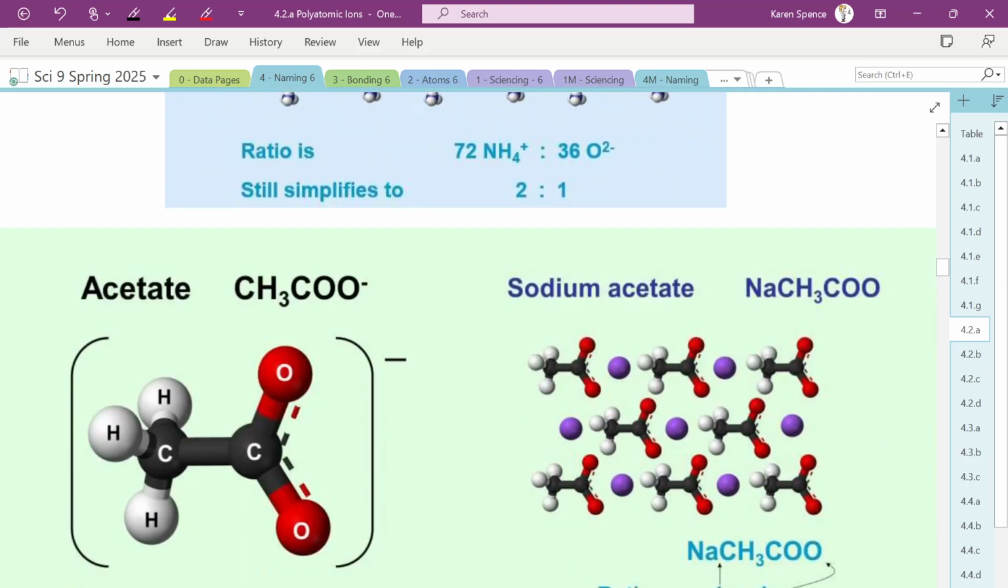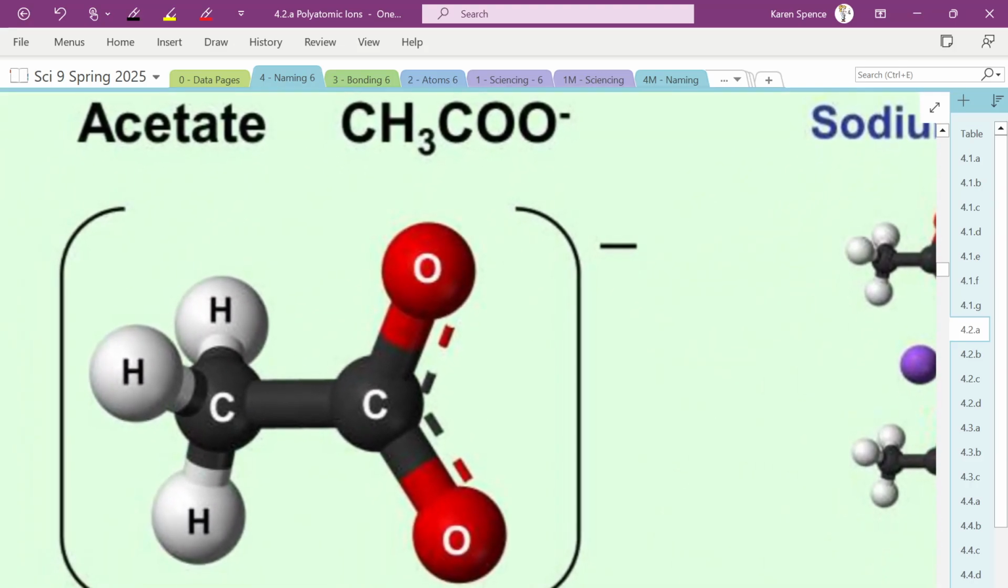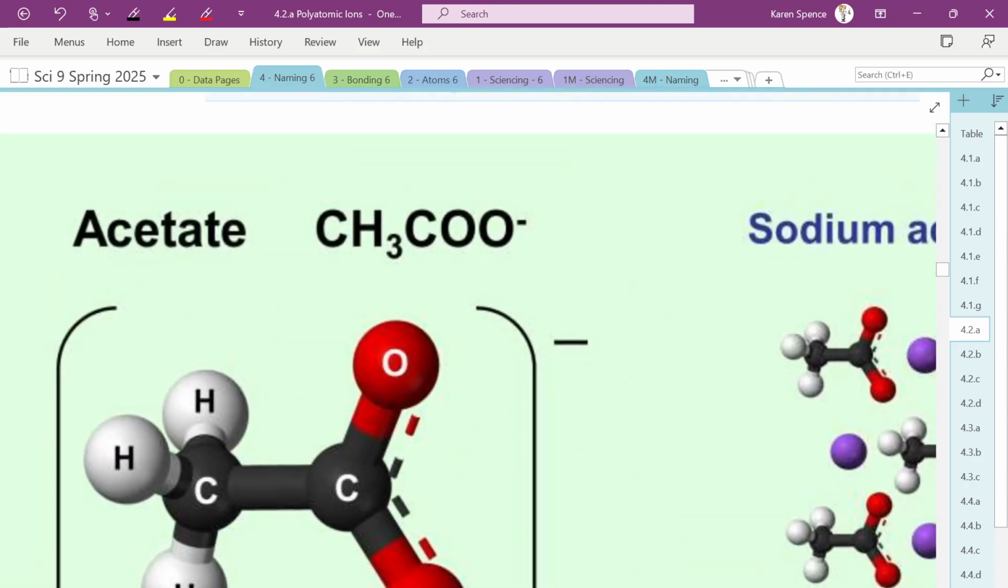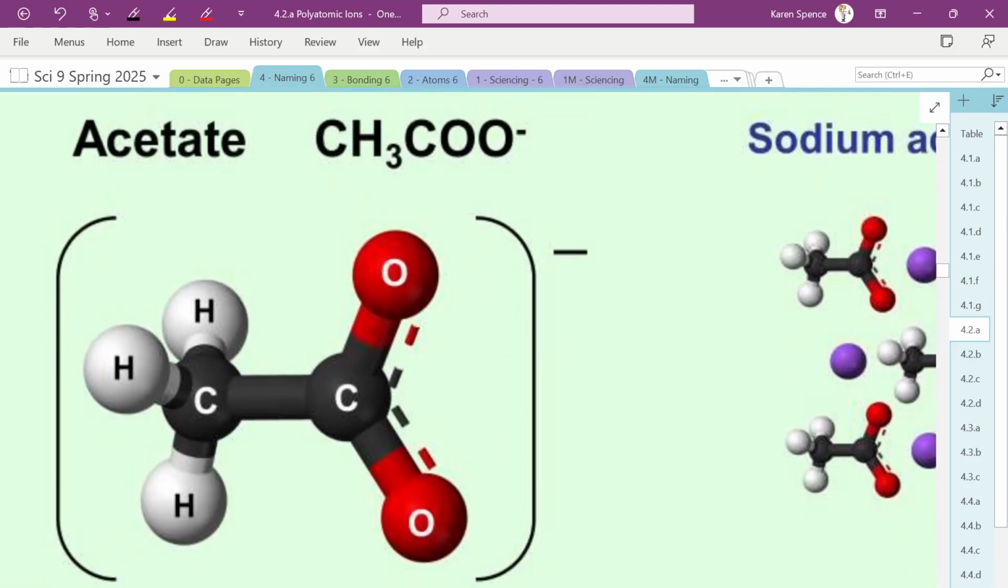All right. Here is acetate. That one's pretty fancy, yes? And I often have people ask me, why don't we just write it as C2H3O2? Because you could, right? There's 2 carbons, 3 hydrogens, 2 oxygens. And the fact of the matter is that you can write it that way. However, look at the structure.